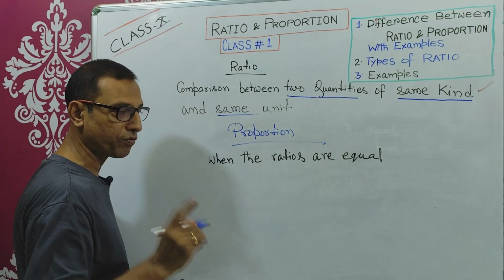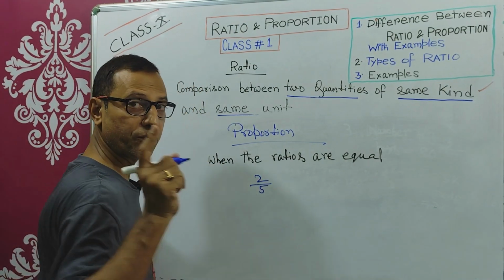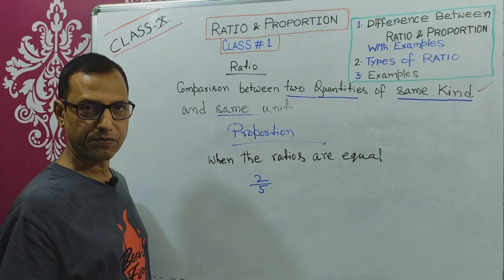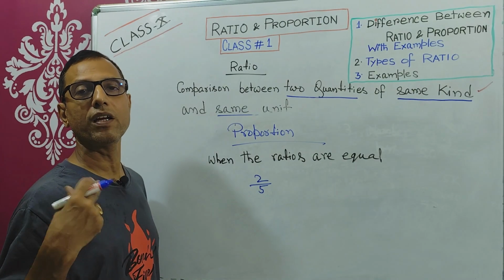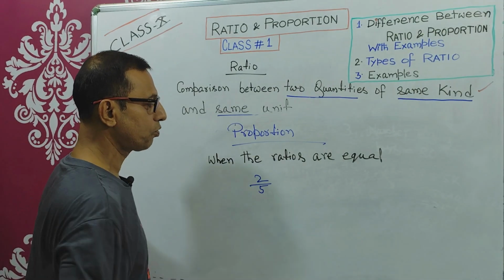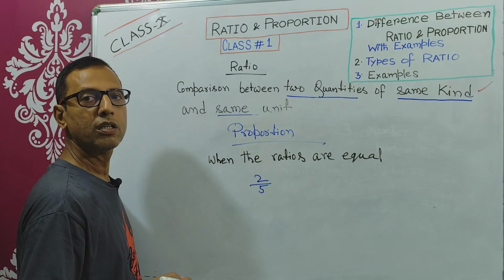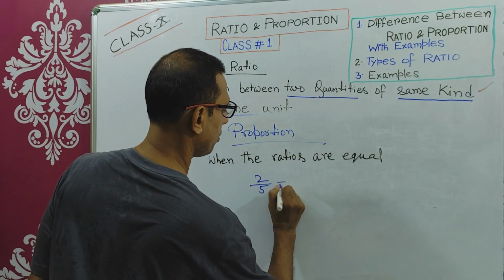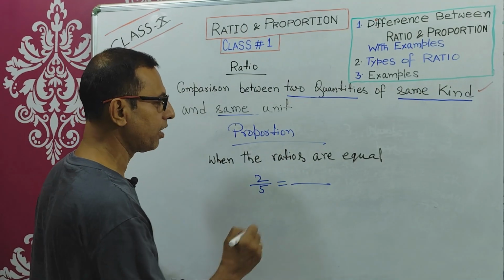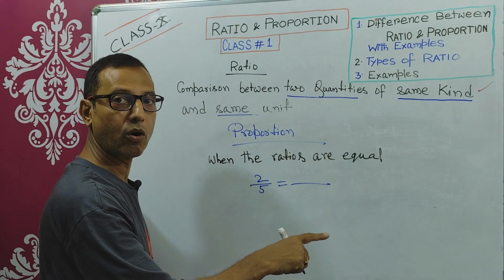Let's say I am giving you first of all a very simple example. Let's say 2 by 5. If you remember in fractions or rational numbers in class 8, or fractions in class 5, 6, you understood what is an equivalent fraction or equivalent rational number. Just try to remember. If the fraction 2 by 5 is given, find out the equivalent fraction. You can multiply both the numerator and denominator with the same number, and in that case the fraction remains the same, and that is called an equivalent fraction.